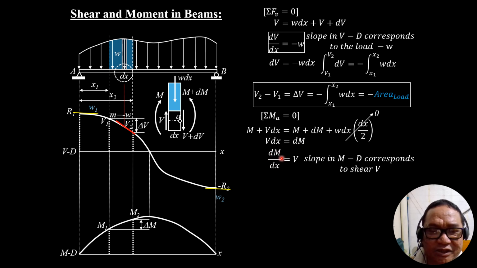That means the derivative of moment with respect to x is shear. Again, this is the slope. When you differentiate the function, it represents the slope of the tangent to the graph or to the curve, the moment versus x curve, or the moment diagram. So the slope in the moment diagram corresponds to the value of shear.